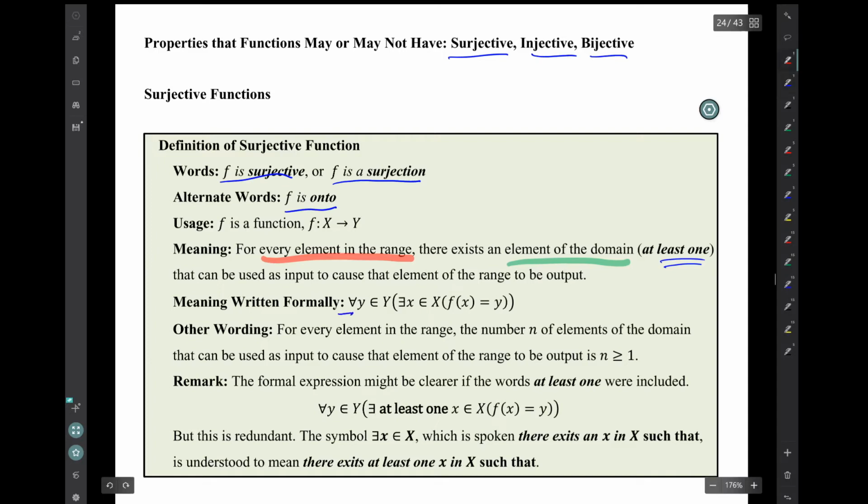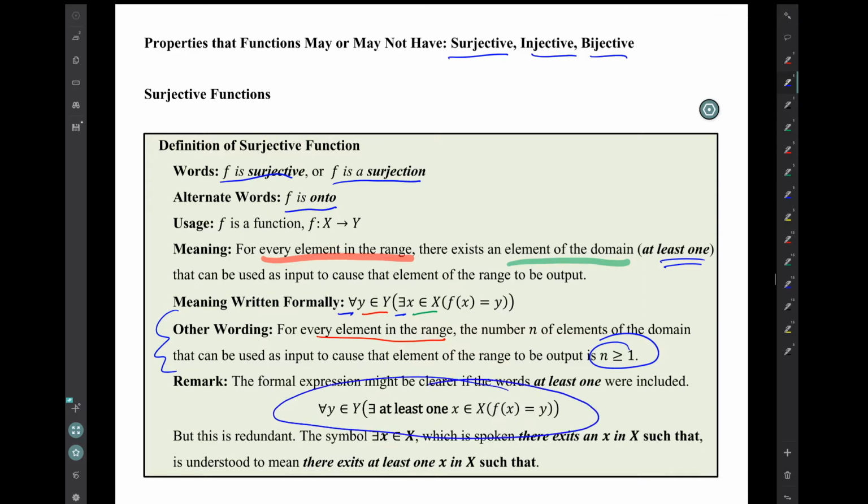For every y value in the range, there exists an x value in the domain such that the output caused by that x value is the value y. In other words, for every element in the range, the number of elements in the domain that can be used to cause that element of the range to be output is greater than or equal to 1. There's at least one element in the domain that will cause that element of the range to be output. I wanted to say it this way because I want to write this expression here as the formal expression of what it means to be surjective.